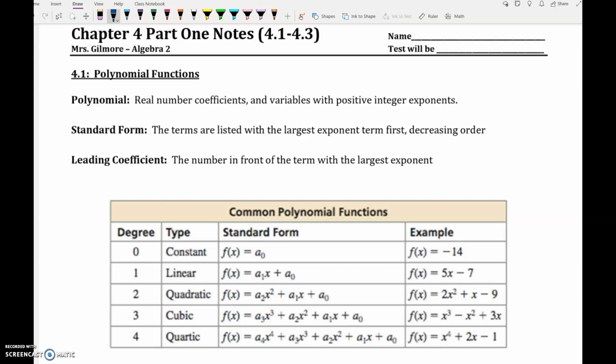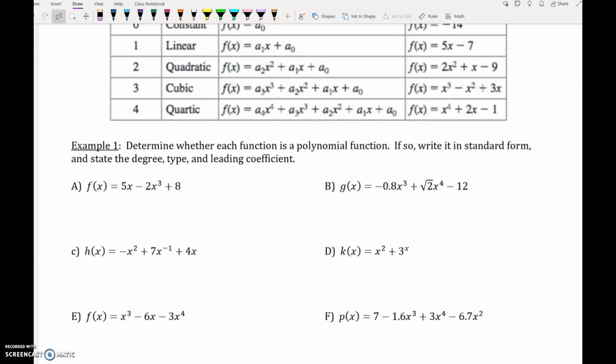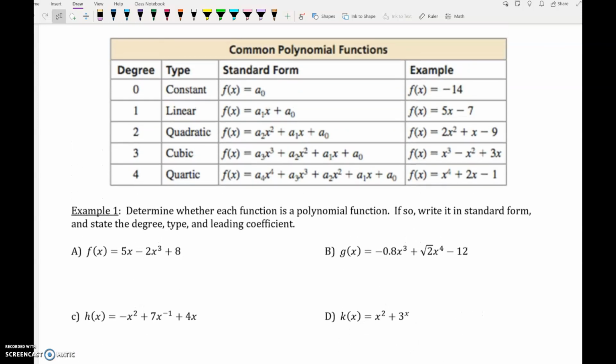Today we're going to start section 4.1, polynomial functions. A polynomial is basically a mathematical sentence that has terms, coefficients, variables. In these examples, we have to decide if something is a polynomial or not. And honestly, it's easier to describe what a polynomial is by talking about what a polynomial isn't.